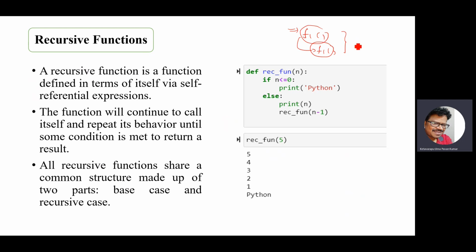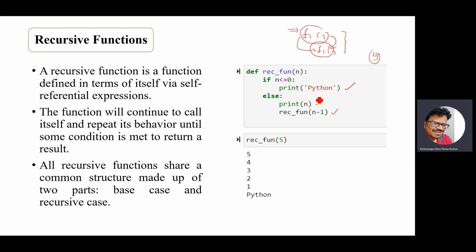Okay, the function calling itself is known as recursion. Now you see here an example. This is a typical recursive function: if n is less than or equal to 0, I need to print Python. Otherwise, guys, I want to print n and I want to reduce the value.